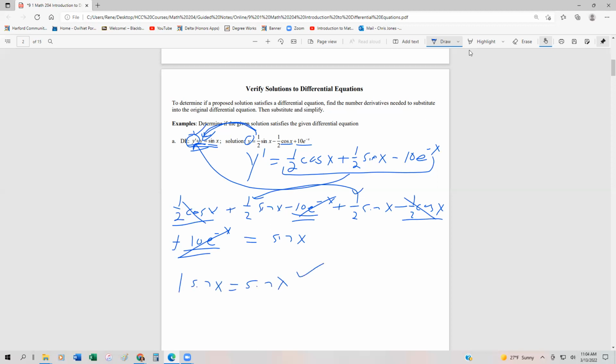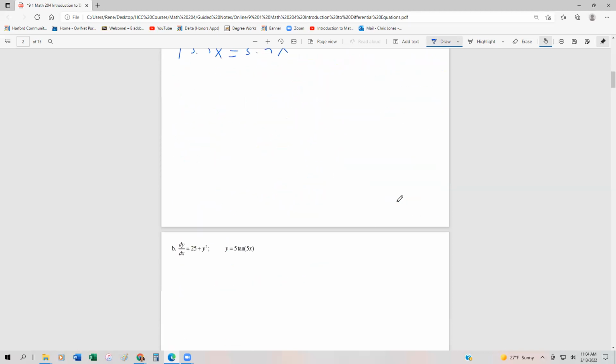Okay, so again, all we're doing is substituting once we find the derivative or derivatives back into the original differential equation. So again, y prime goes here and y goes right here. And then we just simplify by doing some addition, some combining like terms.